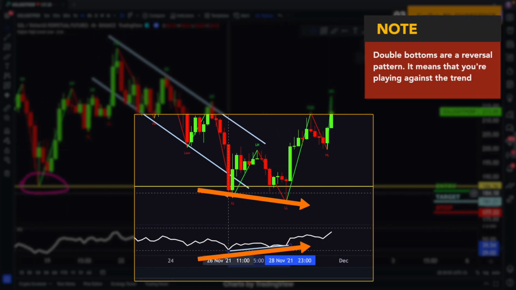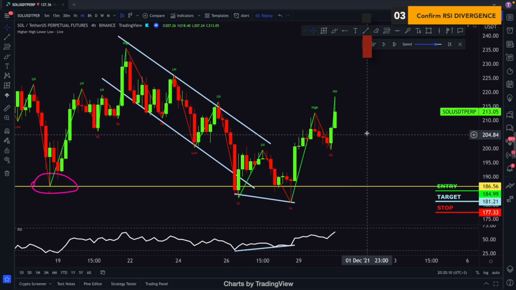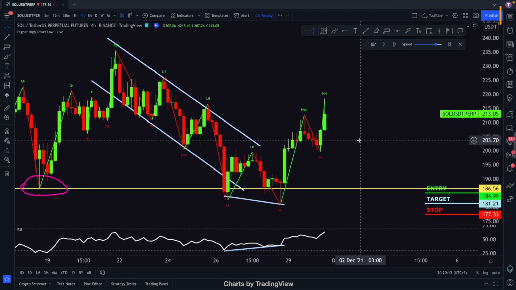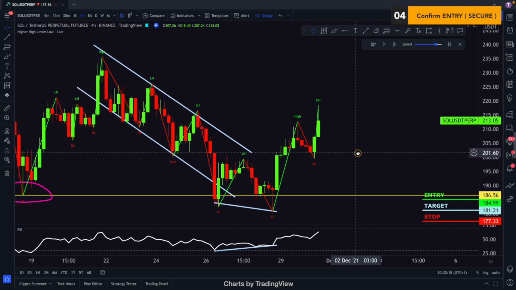It means that you are playing against the most recent trend, and RSI divergence is your best friend supporting your reversal trend patterns. Step 4. Confirm entry. Okay, let's confirm a more secure entry this time.